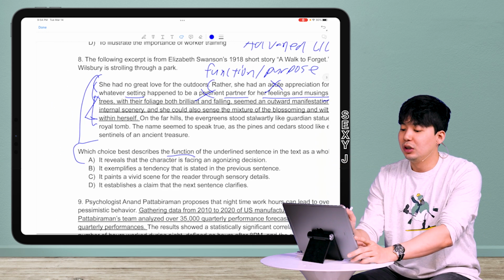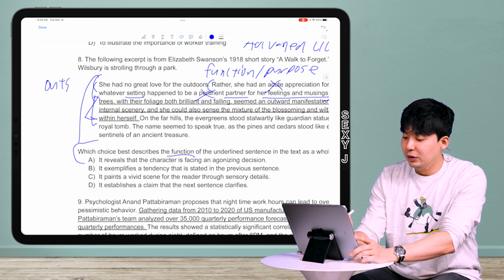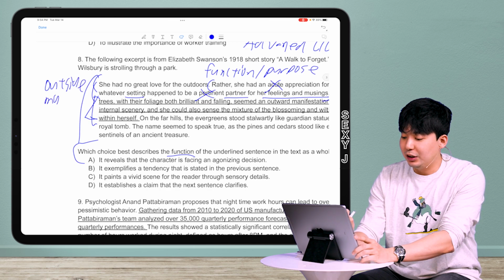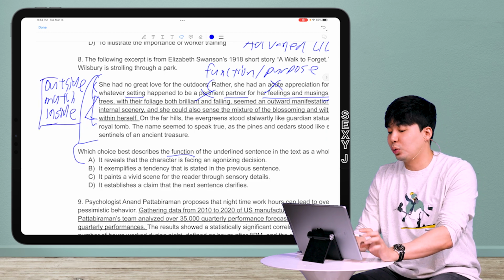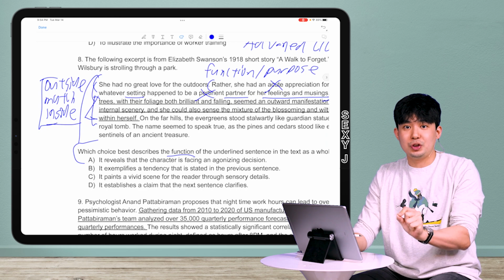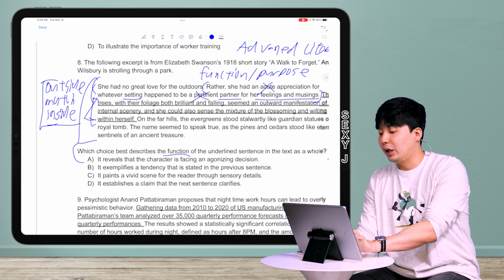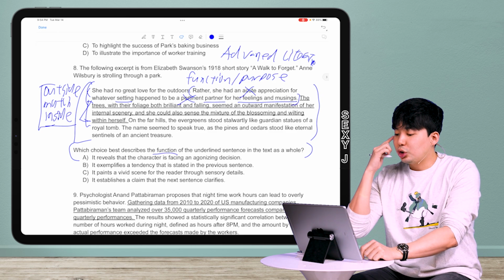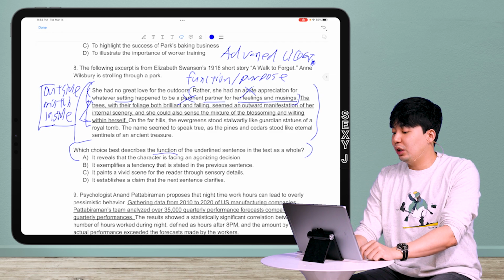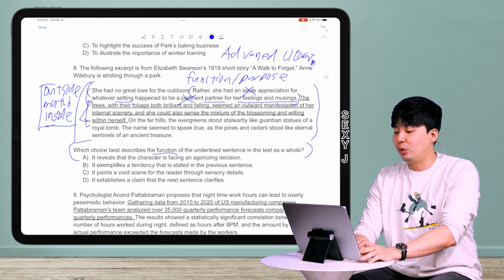So I'm going to do this. Whatever's outside, they match what's inside her head. And I know this looks like it's taking a little bit longer than the usual quick and dirty. Why? This is the hardest question I've seen on the digital SAT so far. So with that in mind, you can, if you want, read through the rest. The trees with their foliage, both brilliant and falling, seems an outward manifestation of her internal scenery, and she could also sense the mixture of the blossoming and wilting within herself.